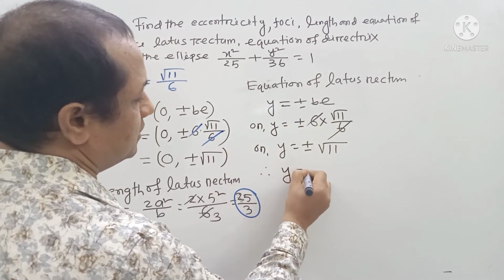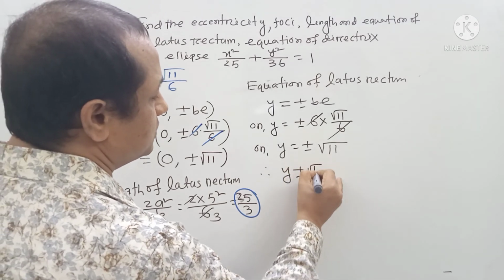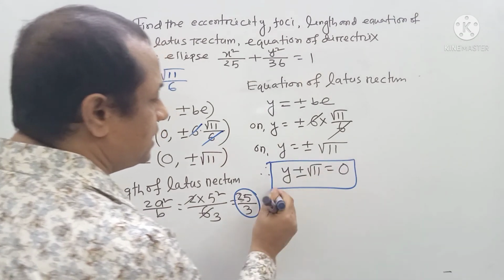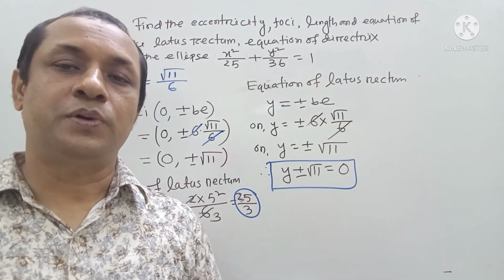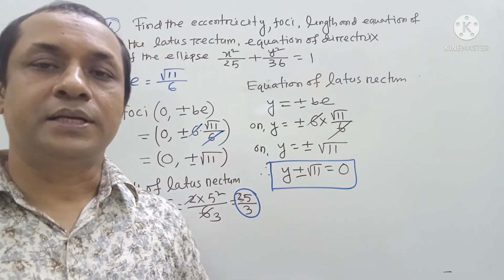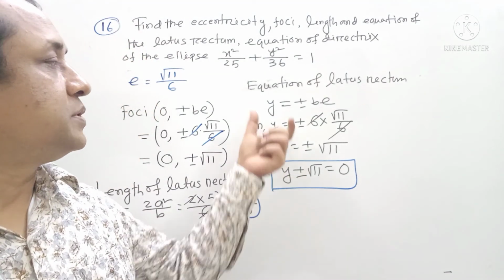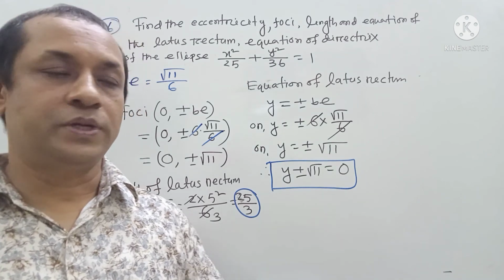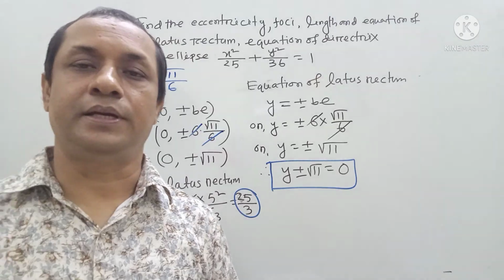Then we can write y, take it to the left side, so y plus minus root over 11, and right side will be 0. This is the equation of latus rectum. So the required equation of latus rectum is y plus minus root over 11 equals 0. So student, memorize it: if b is greater than a, the equation of latus rectum is y equals plus minus be.